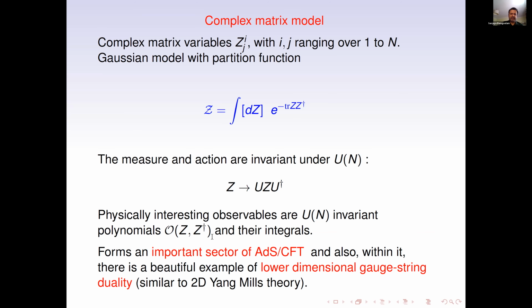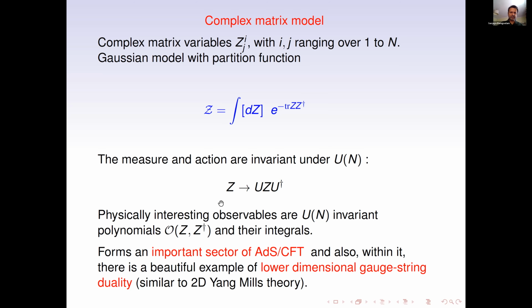We are interested in enumerating them and then calculating integrals of these, or products, integrals of products of these. And these things are called correlators. So we have observables, which are invariant polynomials, and we have correlators, which are integrals of products of these things.